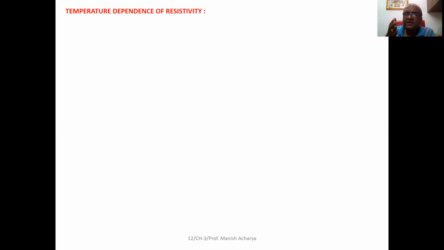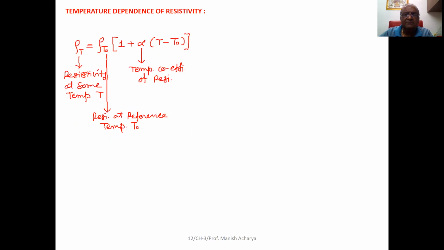But now, how much does the resistivity change for a given rise in temperature? To carry out that calculation, we should have a relationship between resistivity and temperature, right? So the dependence of resistivity on the temperature is given by this equation. This is the empirical formula. With the help of a large number of experimental observations, this one is prepared.